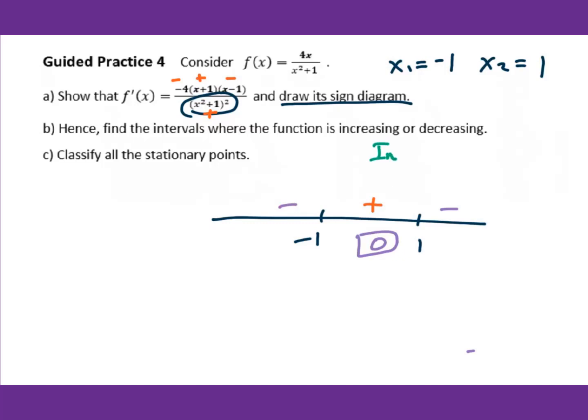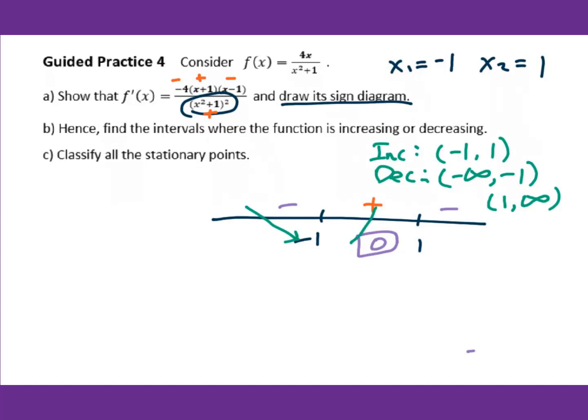Therefore, increasing is from negative 1 to 1. For decreasing, that is from negative infinity to negative 1, and from 1 to positive infinity. So you could say this is going down, going up, then going down, which means negative 1 will be the minimum point and this point will be the maximum point.